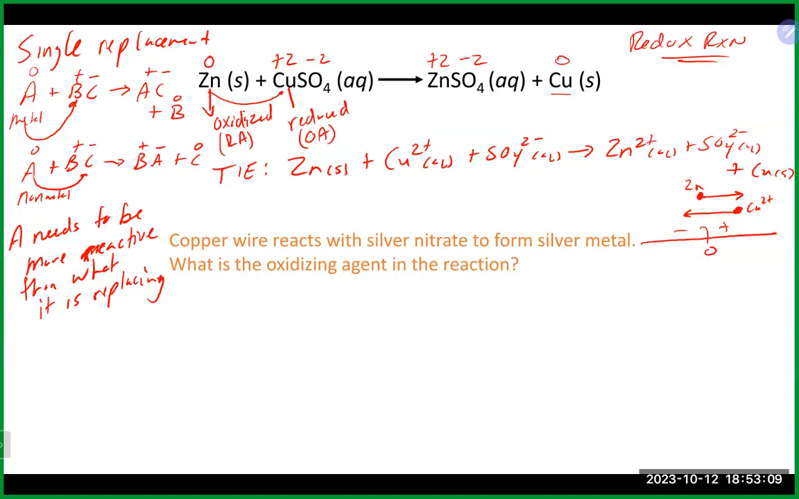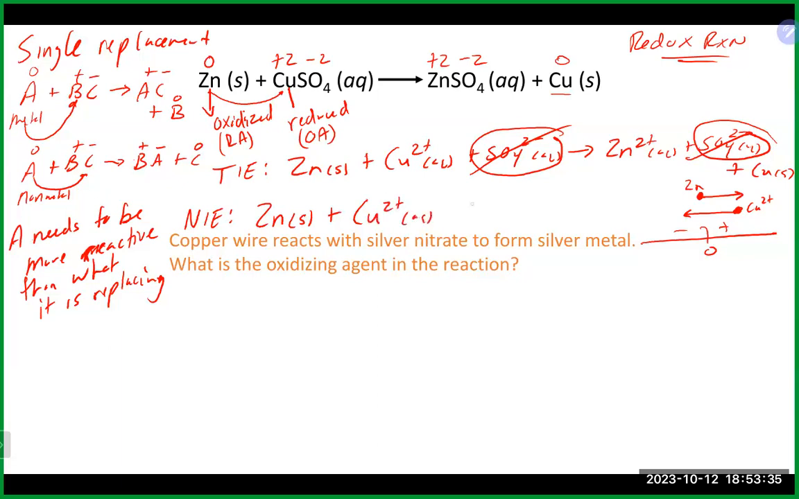In this particular case, my spectator ion is the sulfate on both sides, exactly the same. Nothing's happened to it. It's just hanging out, having a swim, having a good time. So we're going to cancel that out. And we could actually write a net ionic equation for this really redox reaction where it shows really what's happening: this zinc here is going to react with the copper that has a plus 2 charge and make zinc with a plus 2 charge and our copper with no charge.